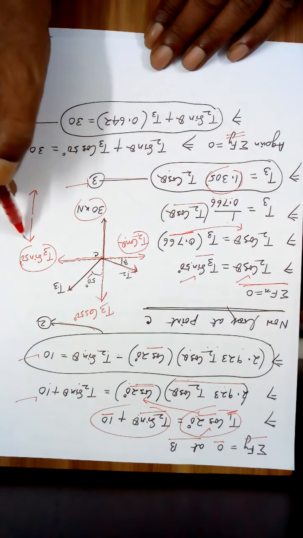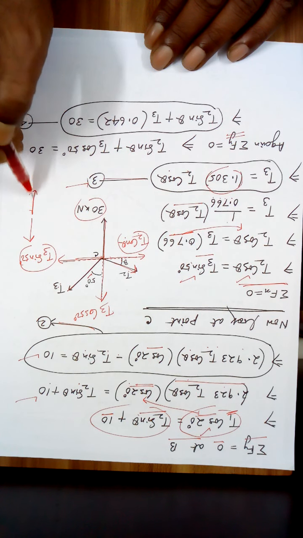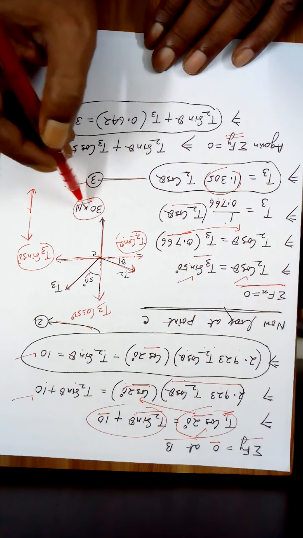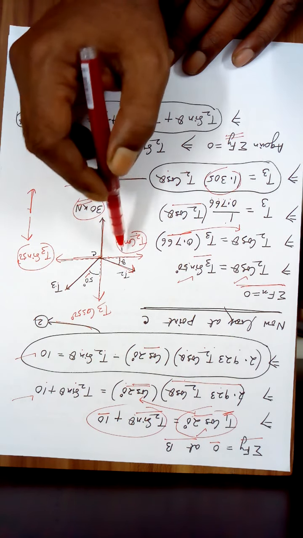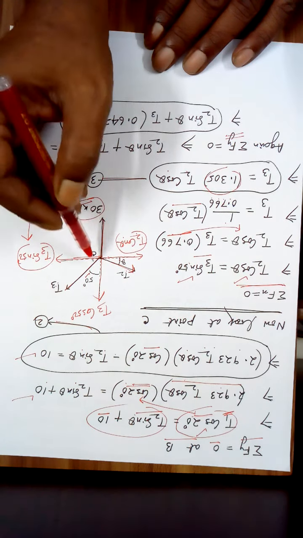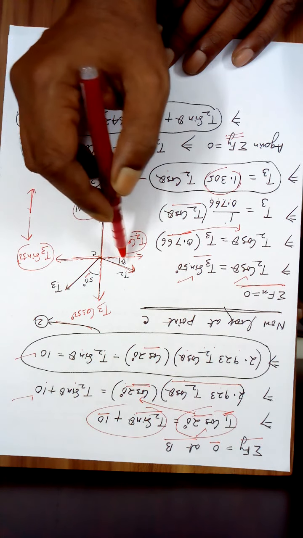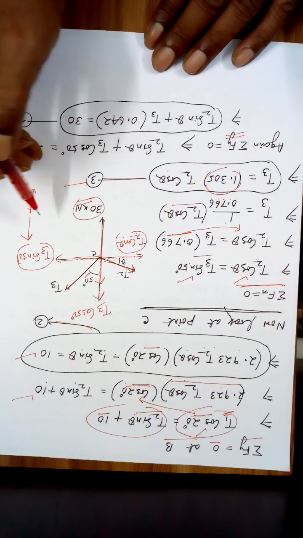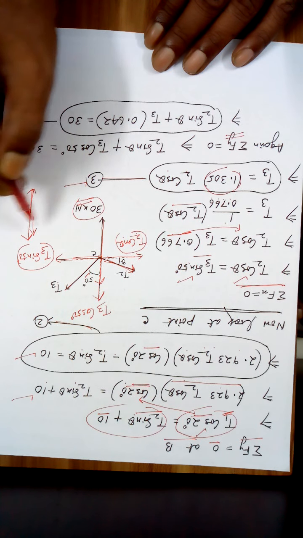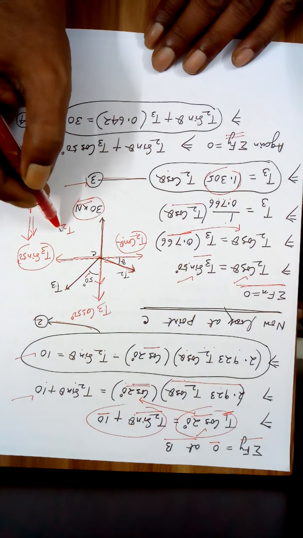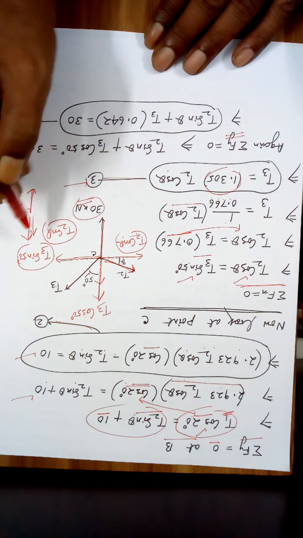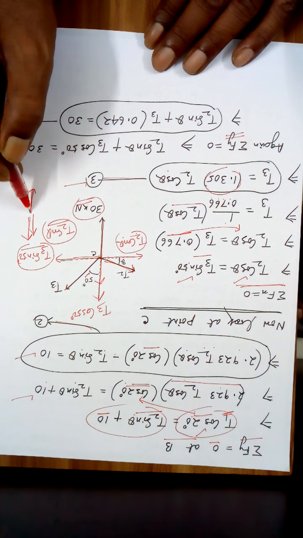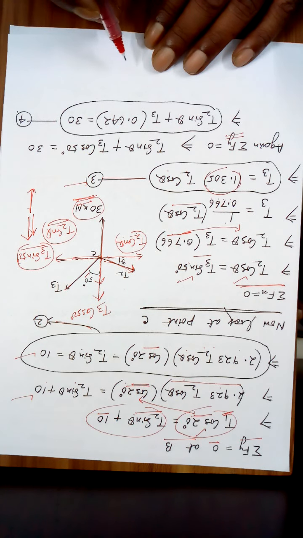So to this side, T3 cos 50, to this side is your 30 kilonewton. And the sine component, one component like this, and T2, this also has a vertical component, that is T2 sine theta. So T3 sine 50, T2 sine theta, both are vertically upward and the 30 kilonewton is downward.